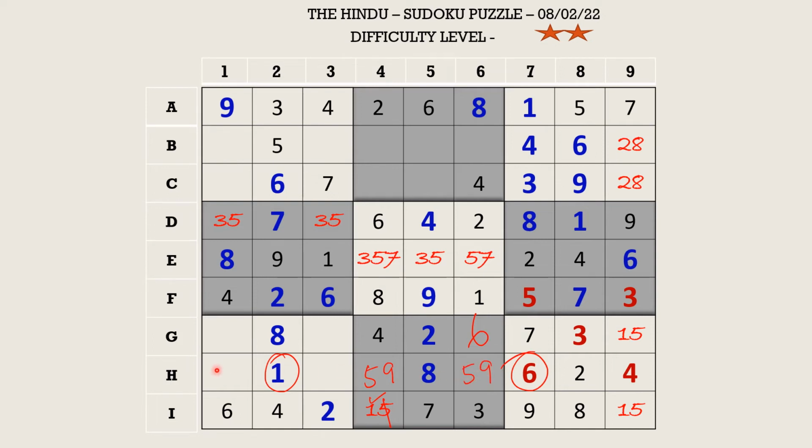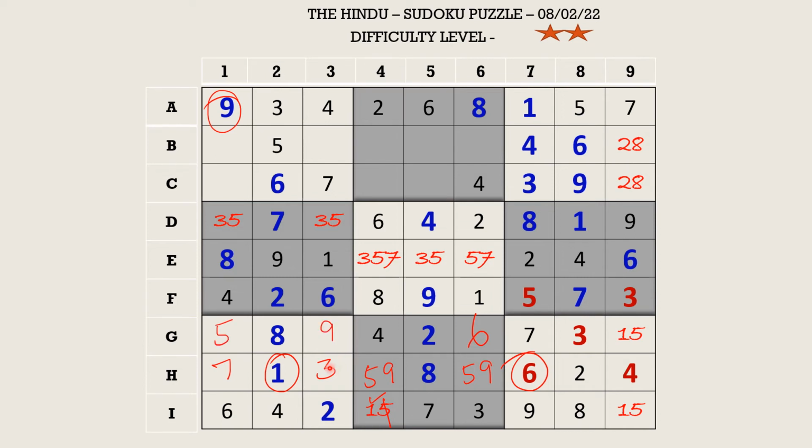Now in H row the missing numbers are 3 and 7. There is a 7 blocking from here. So H3 takes 3 and H1 takes 7. Now in this block the missing numbers are 5 and 9. There is a 9 in column 1 which is blocking here. So G1 takes 5 and G3 takes 9.